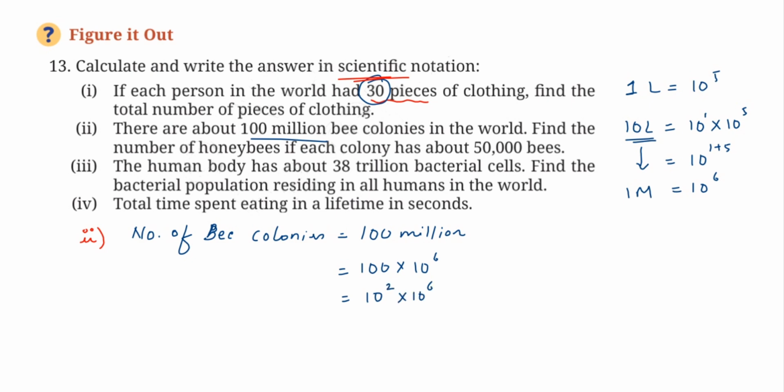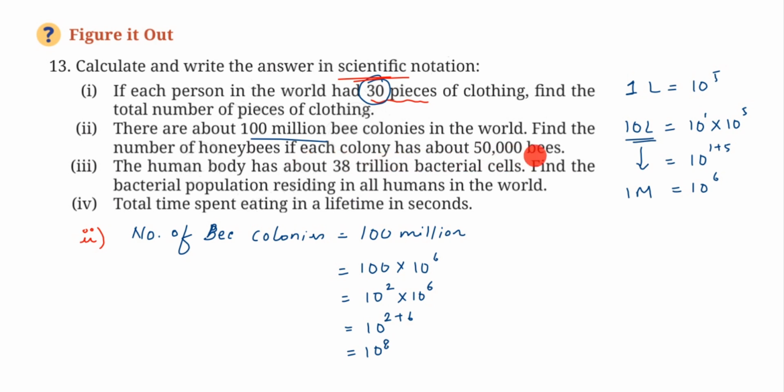Bases are same, so we'll add the power. So 10 to the power 2 plus 6, it is 8. We get 10 to the power 8. So we have just solved one part of this. The second is, they are saying if each colony has 50,000 bees, how many bees are there?